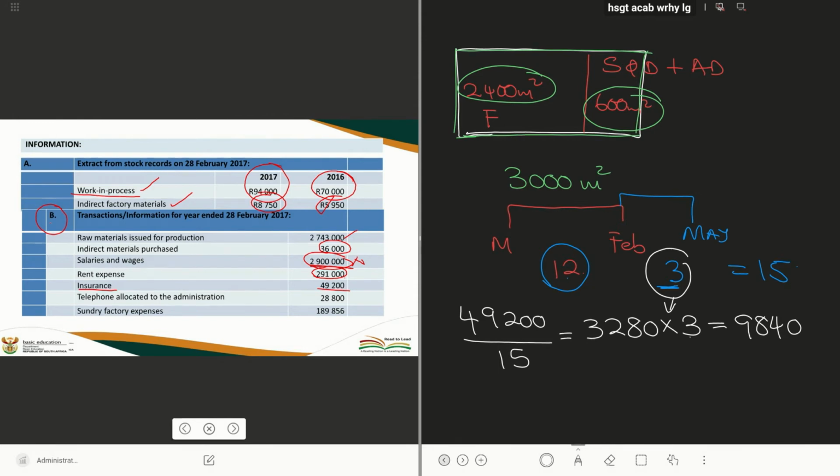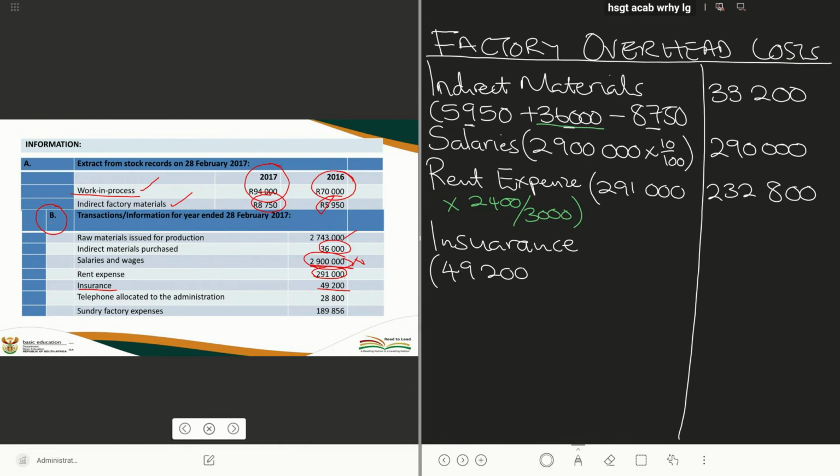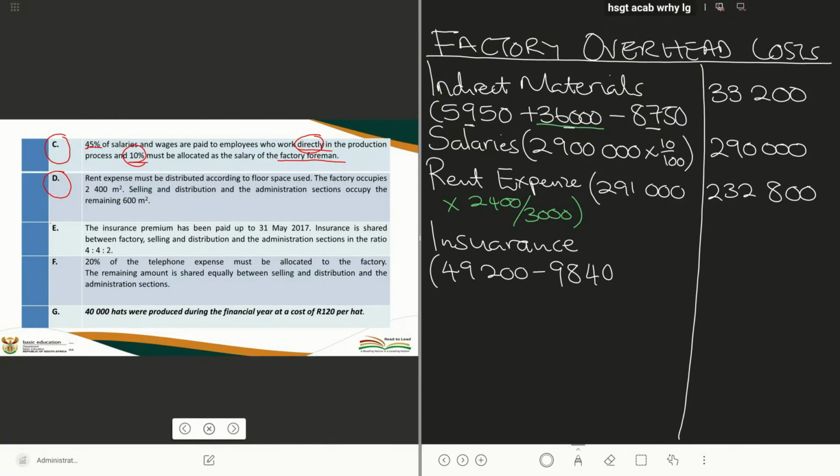So it means when we come here, we're saying insurance here is too much. There is an amount which has been paid for the next financial period. We must subtract it. How much do we subtract? 9,840. Okay. Now, let's hear what they say. They say that when you have subtracted that amount, this amount now needs to be shared between the factory, the selling and distribution, and the admin.